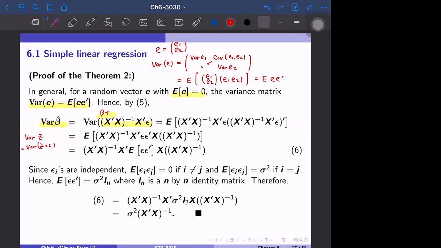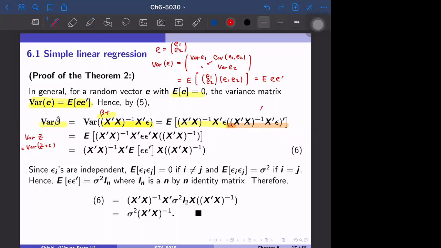So we can just ignore beta. Then what's the variance of this? We use this property: the variance of epsilon is the expectation of epsilon epsilon transposed. At first, this is exactly the same as this term. Then we transpose, so the transposed part is here. Okay, we transpose one by one.